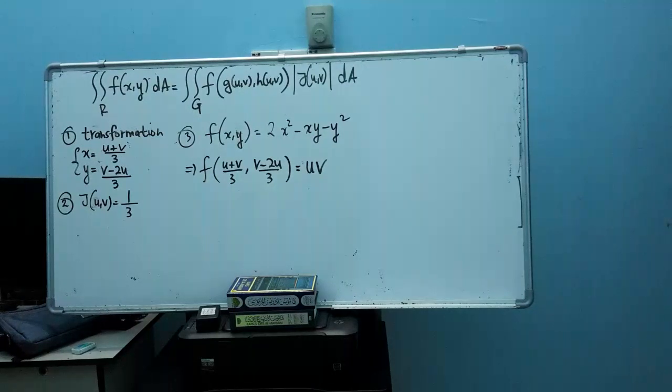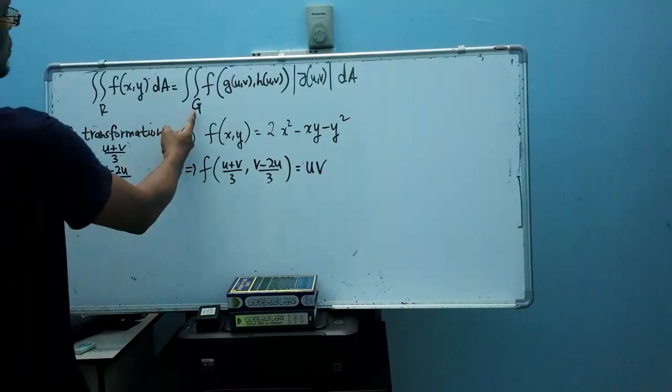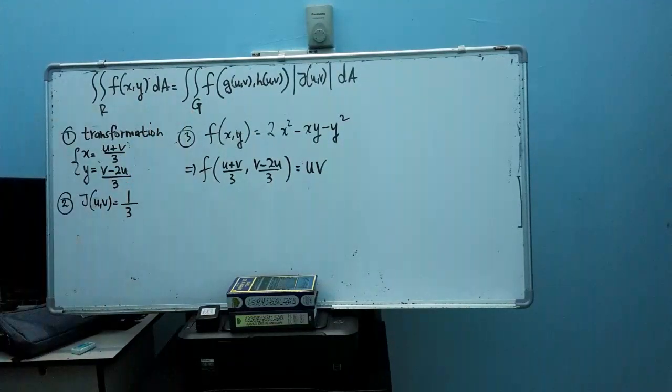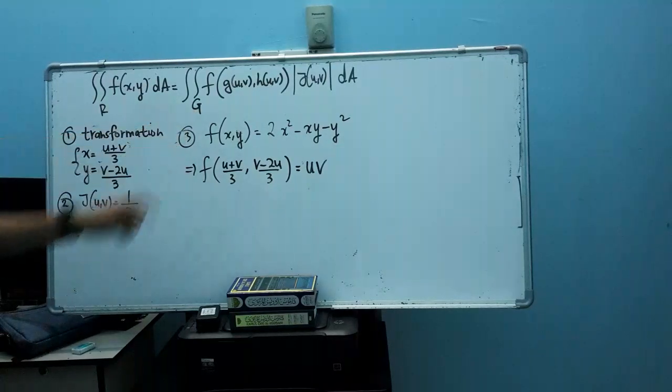So the fourth step. The fourth step is a very difficult part. What is the fourth step here? The fourth step here means that we need to find the new region of integration G here.